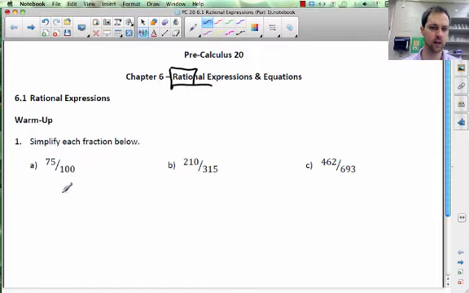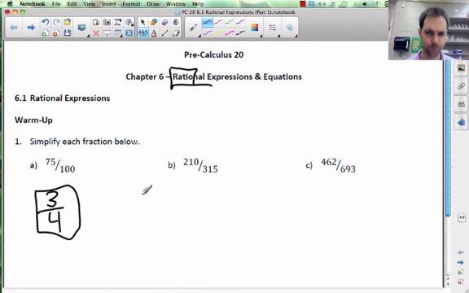75 over 100. Now all this is finding the largest common denominator that will come out of each of these things. 25 will come out of both of these. 75 divided by 25 is 3. We know that 3 is prime, so it's not going to get any smaller than that. And 100 divided by 25 is 4.